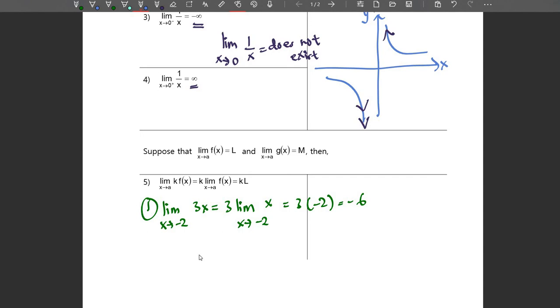Or you can simply substitute the value right away. That means the limit of 3x when x approaches negative 2 is equal to 3 times negative 2, equal to negative 6. You don't have to factorize like this. This is just a formality for me to show you the meaning behind the basic properties. Okay, next.